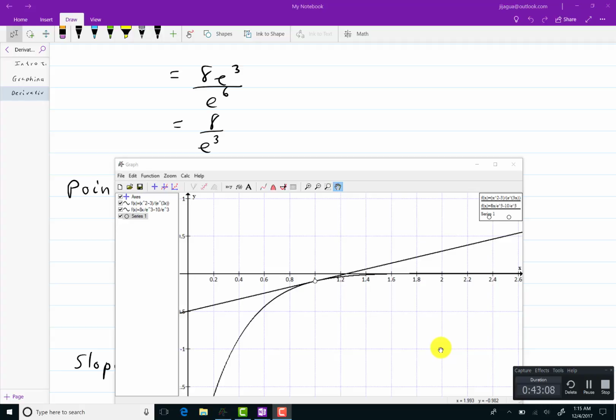Next time we're going to do a bunch of stuff with the trig functions. It should be a lot of fun.